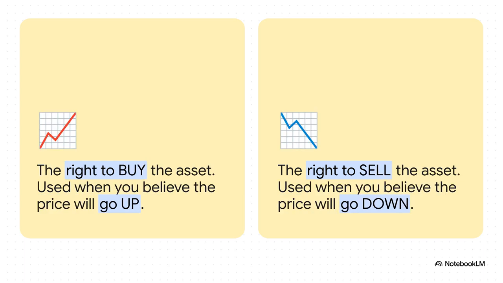Now, options themselves come in two basic flavors. You've got a call option and a put option. It's actually super simple. A call option gives you the right to buy. You'd want that if you think the price is going to go up. A put option gives you the right to sell. You'd use that if you think the price is going to drop. Just remember, call up, put down.